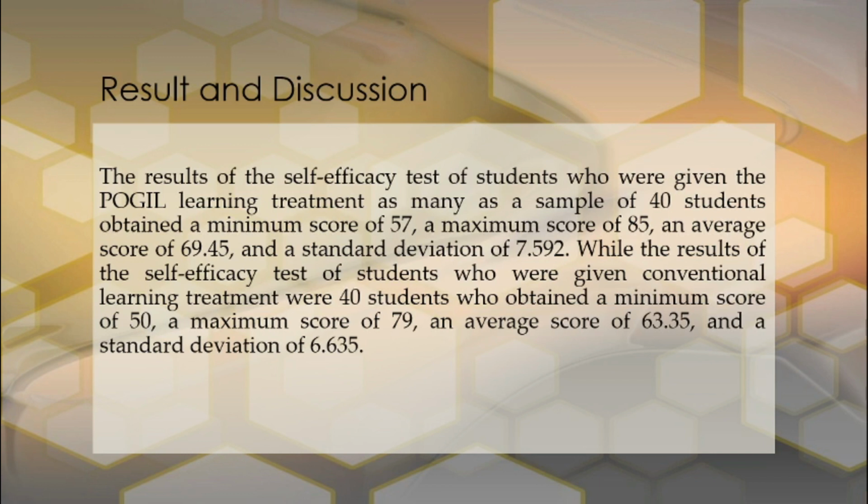Result and discussion. The result of the self-efficacy test of students who were given the POGIL learning treatment: 40 students obtained a minimum score of 57, a maximum score of 85, an average score of 69.45, and a standard deviation of 7.592.